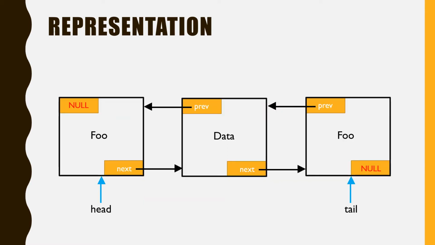Here we show a linked list with only 1 data element. We can see that the actual data element is placed between the head and the tail nodes.